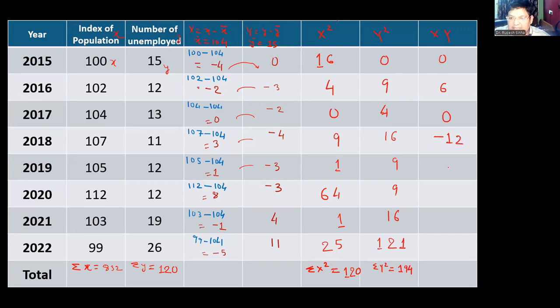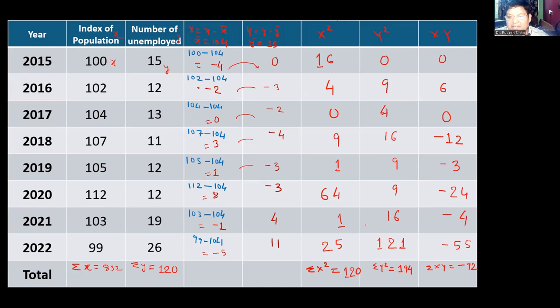This is going to be 3 into 1, minus 3, 8 into 3, minus 24, 4 into 1, minus 4, 11 into 5, 55, my sign minus 55. So if we do summation xy, we are going to get what? Minus 92, minus 92.